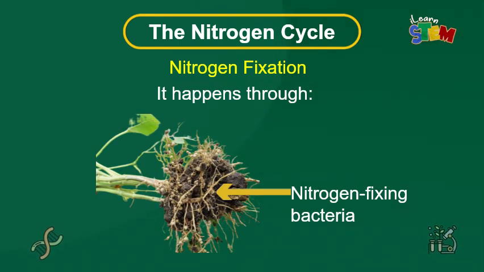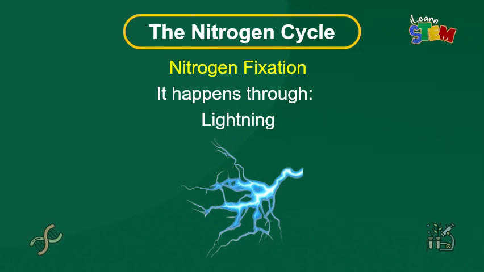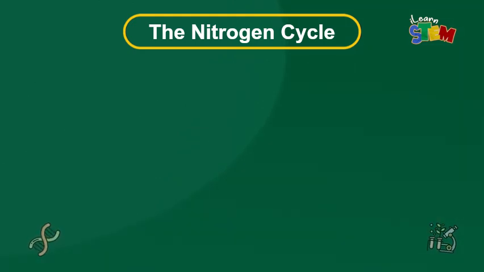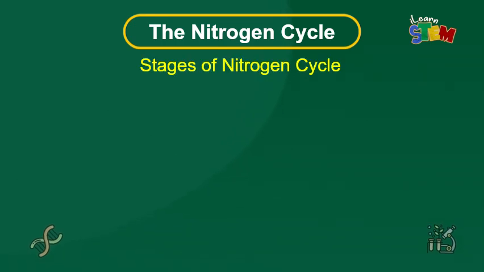Nitrogen-fixing bacteria in the roots of leguminous plants like beans, peas, and many more. 2. Lightning, which provides energy to break nitrogen molecules, forming nitrates. One lightning strike can fix enough nitrogen to fertilize a small farm. Let's look at the stages of the nitrogen cycle.